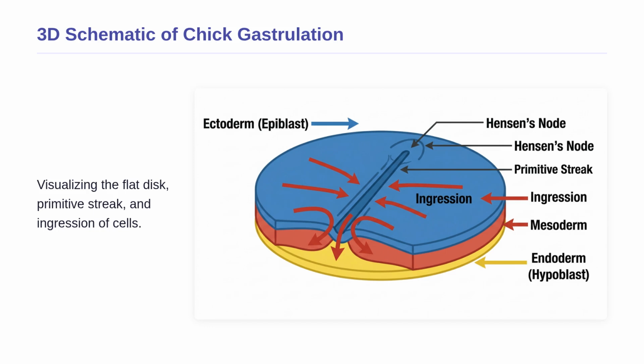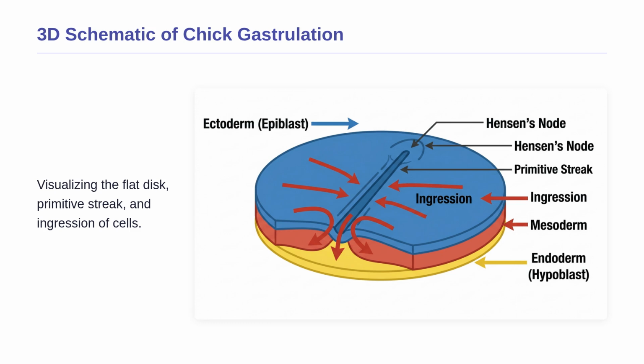Let us visualize this flat disc model with a 3D schematic of chick gastrulation. Here, you are looking at the blastoderm. Notice how different this is from the frog's spherical embryo. The top blue layer is the epiblast, which will become the ectoderm. Right down the middle, you see the deep groove of the primitive streak, with Henson's node sitting at the far end.